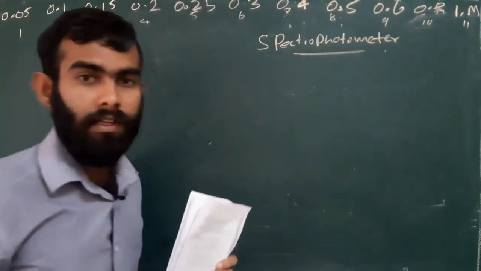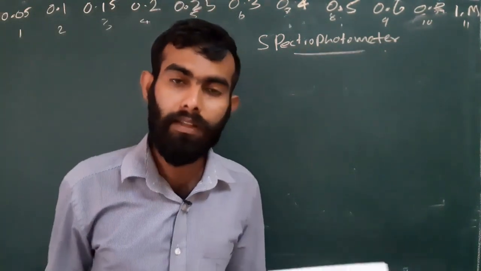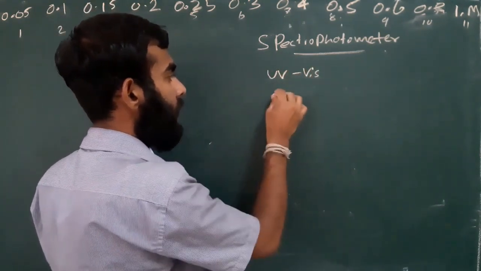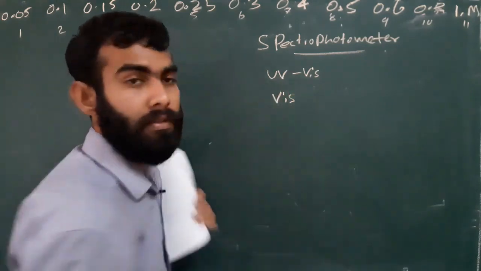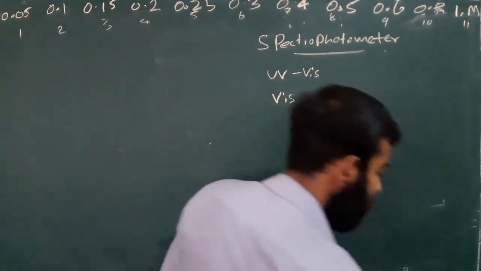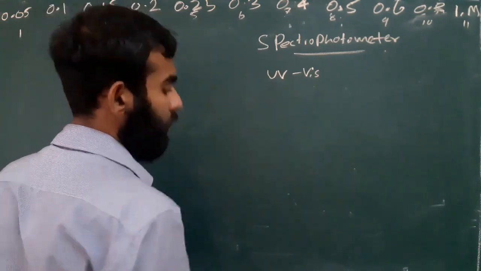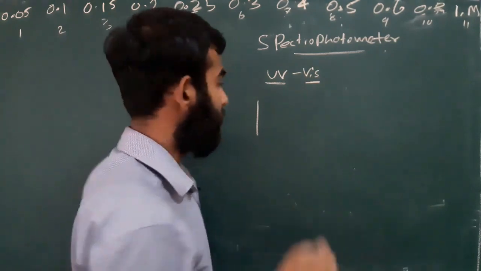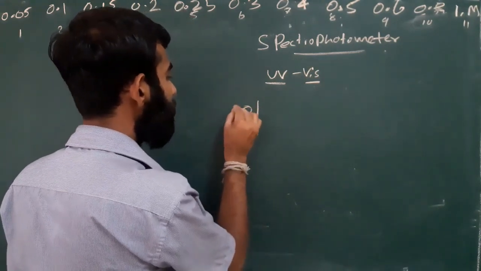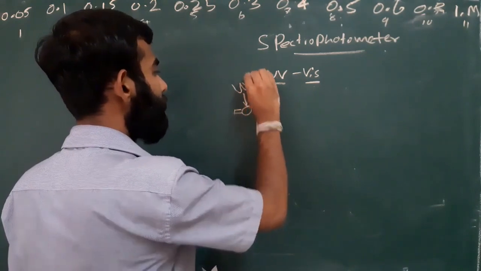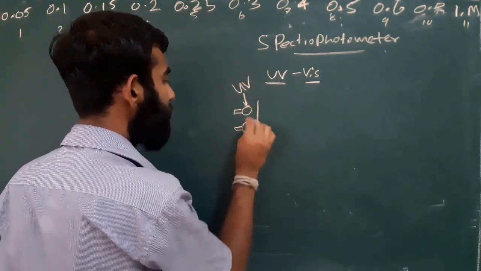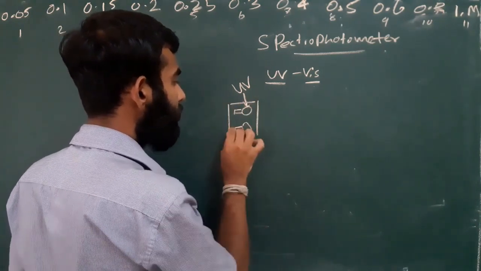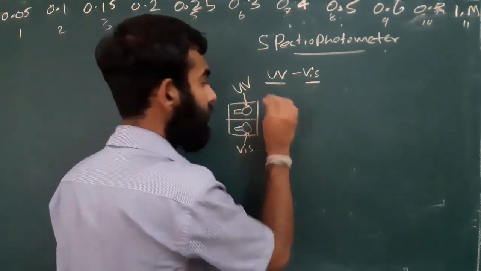Spectrophotometer. There are so many spectrophotometers: UV visible spectrophotometers and normal visible spectrophotometers. Here we are using a UV visible spectrophotometer because it can generate both UV and visible light. There are 2 lamps, 2 bulbs. One will emit UV light, and the other, the tungsten lamp, will emit visible light. So there are 2 light sources in a UV visible spectrophotometer.